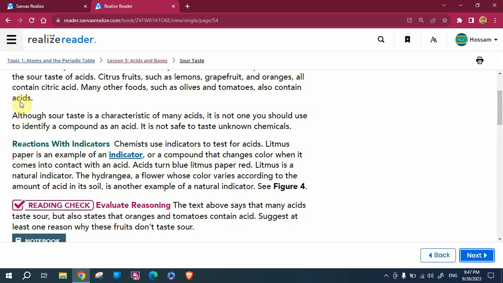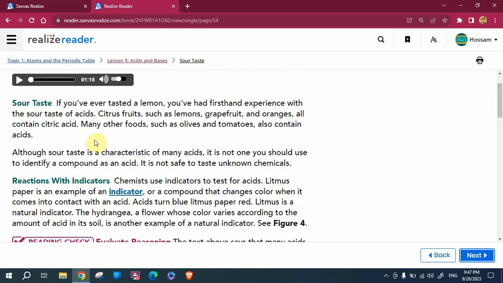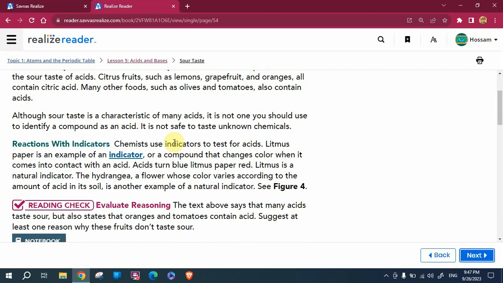Okay, so we know that acids have a sour taste, like the acids we can taste such as lemon and vinegar, but not chemicals like hydrochloric acid, sulfuric acid, or nitric acid. So it is not safe to taste unknown chemicals.